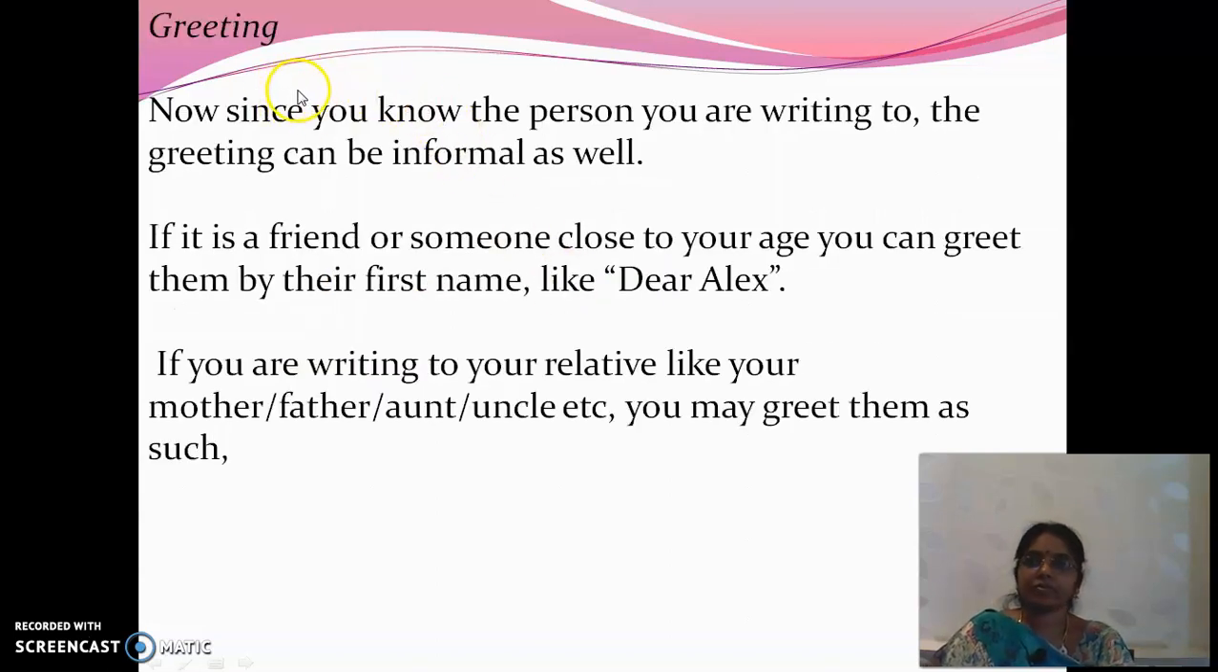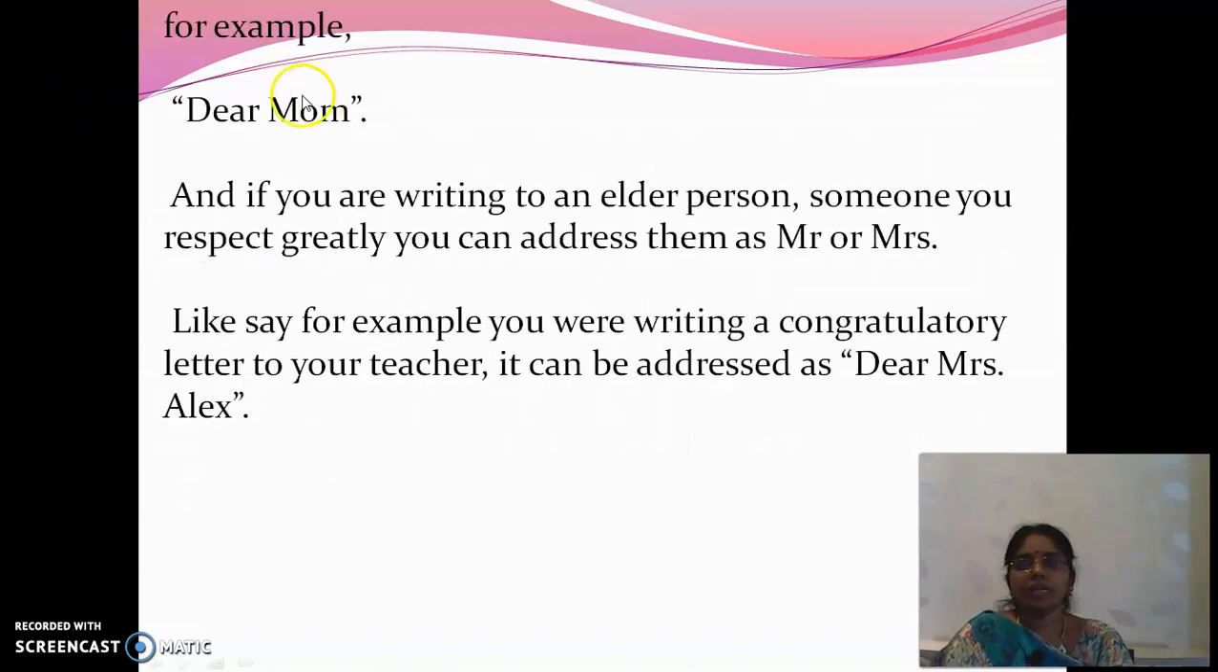Next is greeting. Now, since you know the person you are writing to, you can greet them. The greeting can be informal also. Okay, if it is a close friend, then dear and the friend's name. If it is a friend or someone your age, you can greet them by their name, nicknames, etc., like dear Alex here. If you are writing to your relative, mother, father, auntie, uncle, you can greet them such as dear mom, dear pop, dear aunt, uncle, all that. Example, dear mom.